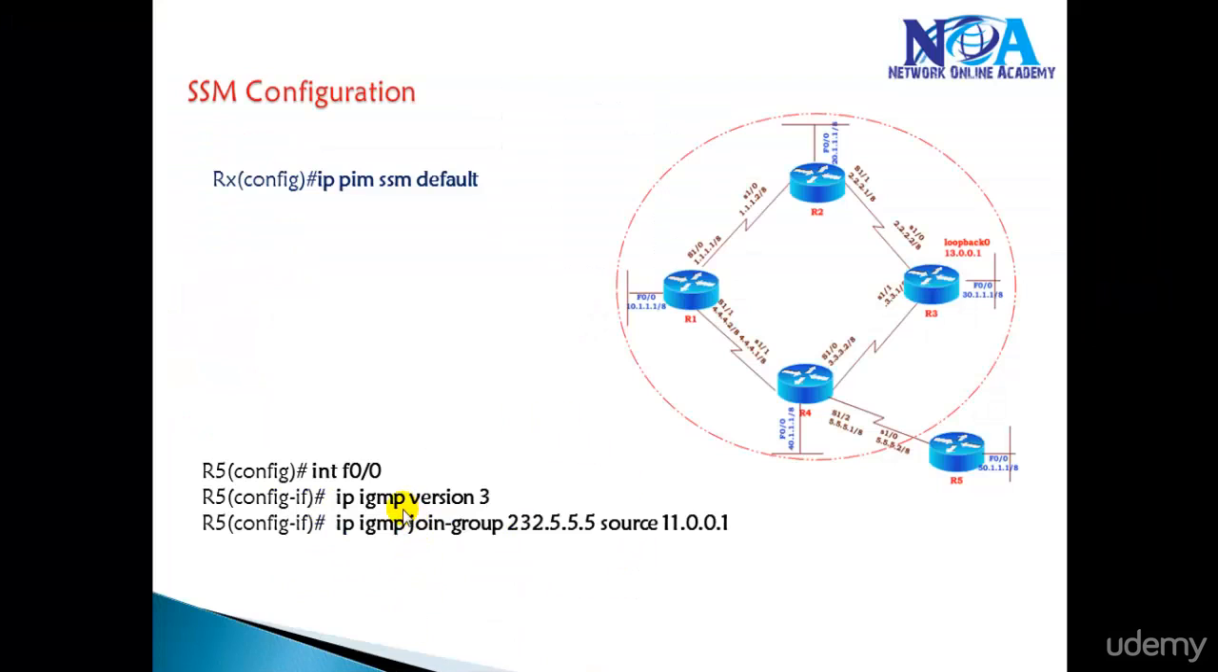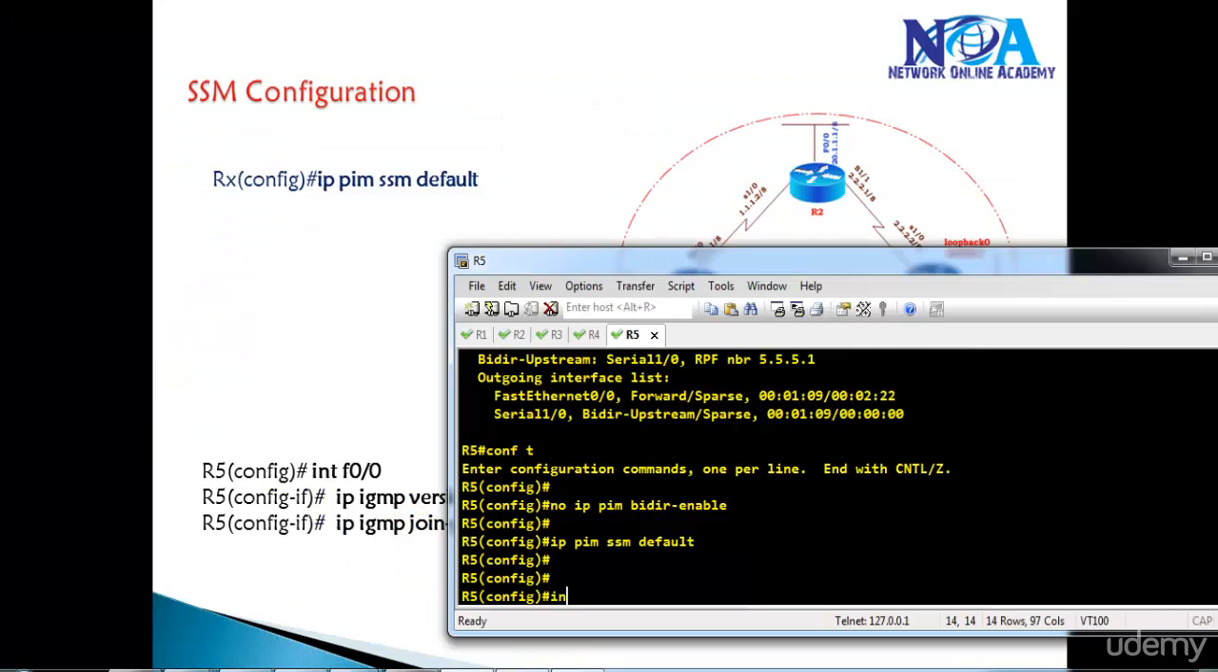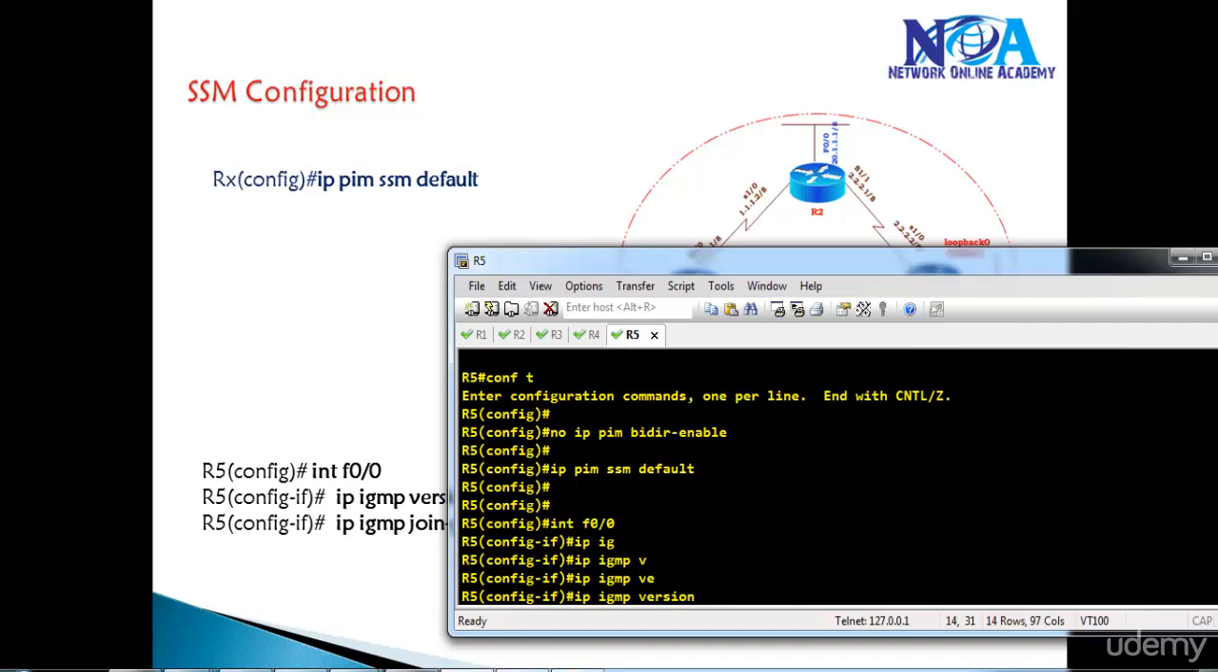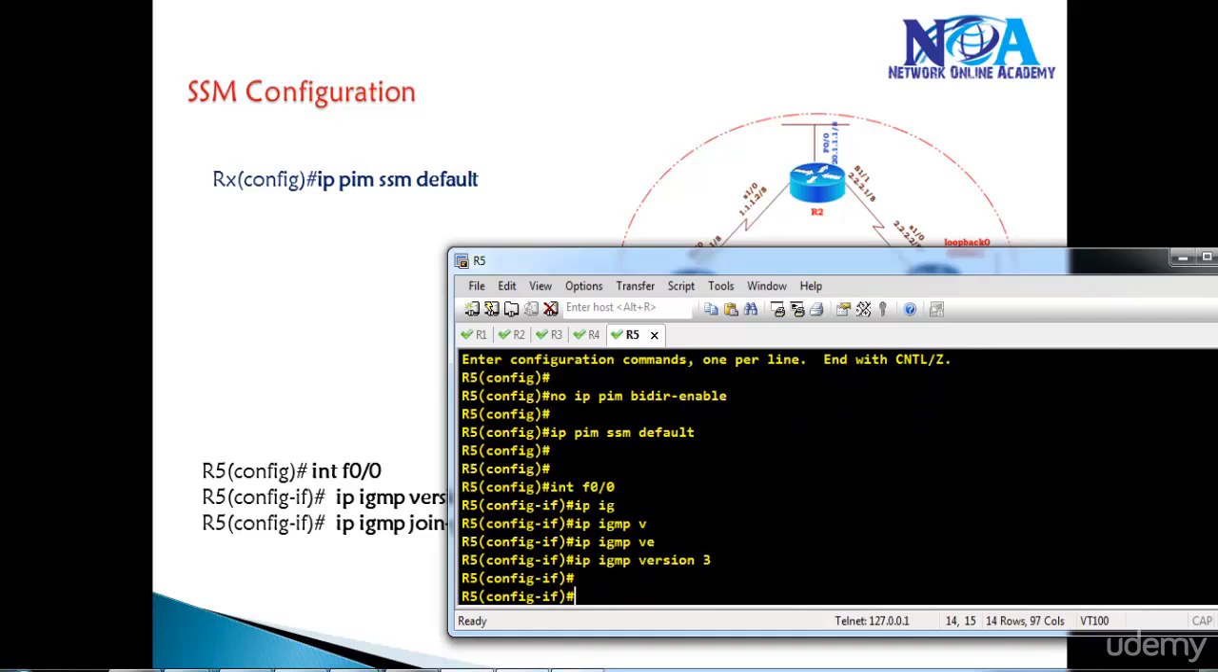If you remember, we need to enable, on the router 5 interface F0/0, I'm going to say ip igmp version 3. The default version is version 2. So if you want to enable receivers to send join messages directly to the source instead of the RP, that particular interface must be enabled with version 3.